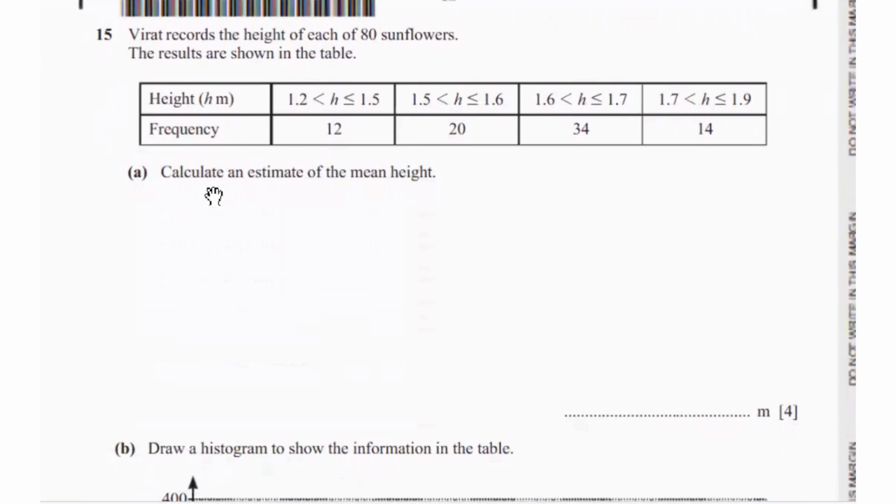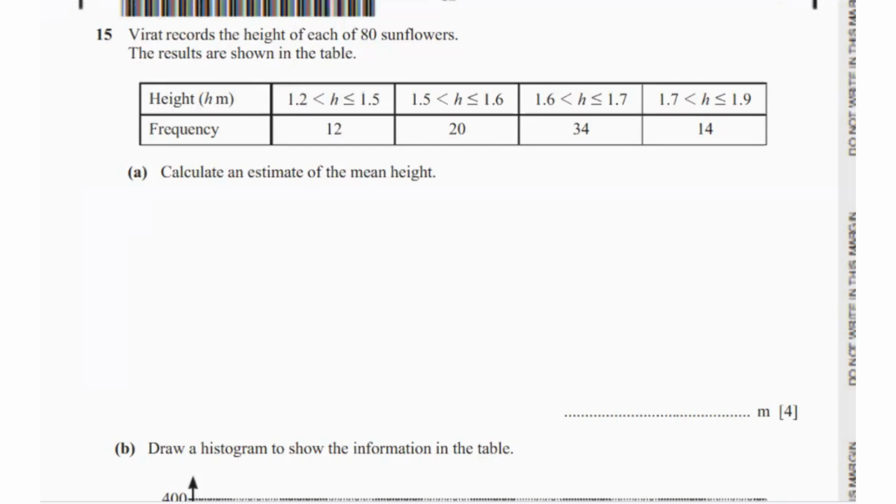Question 15 says Virat records the height of each of 80 sunflowers. The results are shown in the table. Calculate an estimate of the mean height. So when we have group data, you basically have to first begin with finding the midpoint of each of the class intervals, because those midpoints are going to be your x values for the given frequencies.